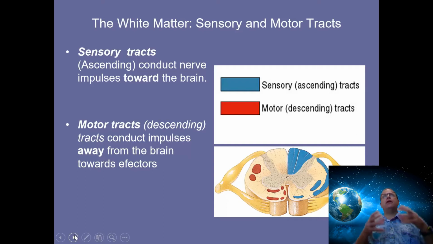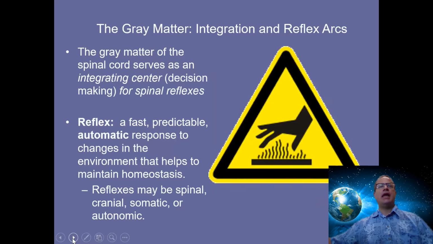Again, if you look in the textbook, they might have some pretty funky jargon for this stuff. I think they call them funiculi and things like this. But for the purpose of lecture, we just need to know the difference between gray matter and white matter, and know that some of the white matter is carrying sensory information and some is carrying motor information.